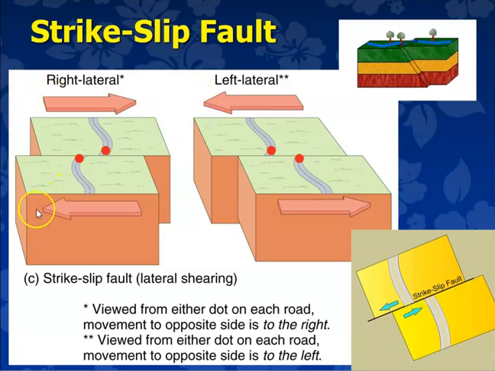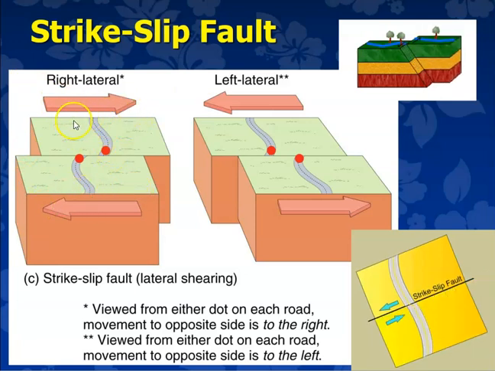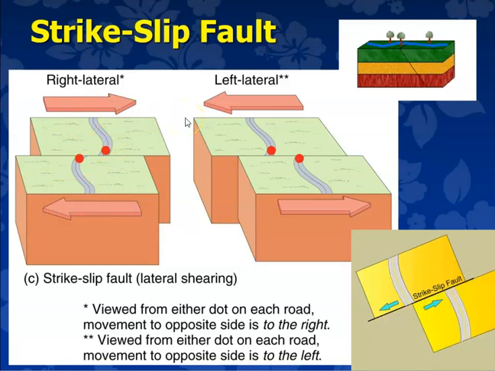So the Pacific plate on one side is moving northward relative to the North American plate, which is moving southward. So any faults that are associated with the San Andreas fault, because remember these stresses are over a large area, we would expect them to be right lateral, and that's exactly what we find.